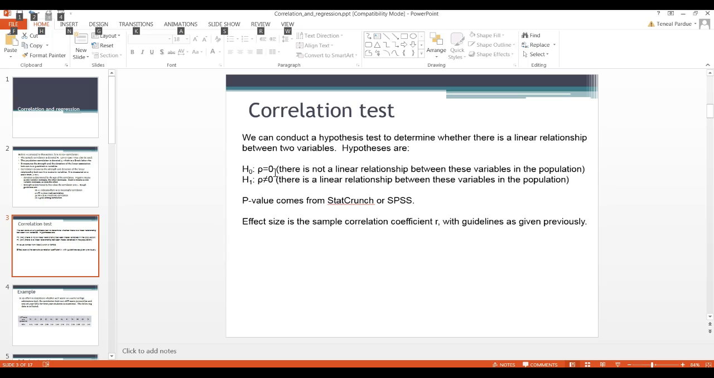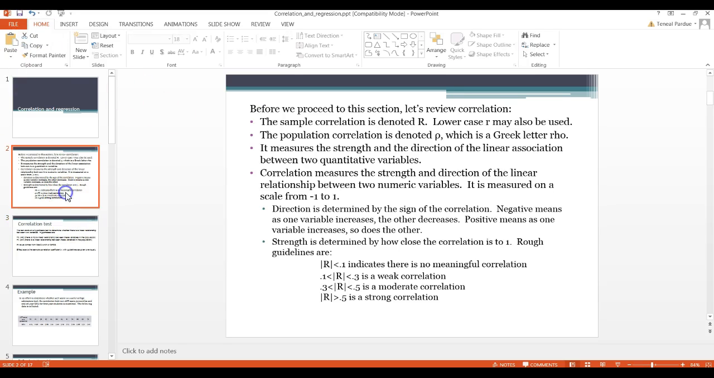We'll get the p-value from either StatCrunch or SPSS. And then the effect size is the sample correlation coefficient, the R, the one with these guidelines, as you saw on the first slide.